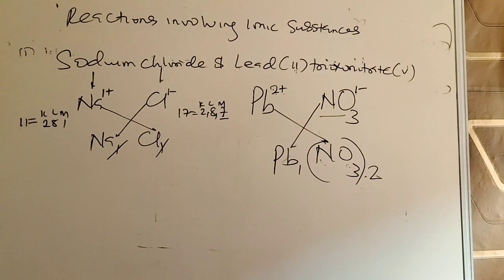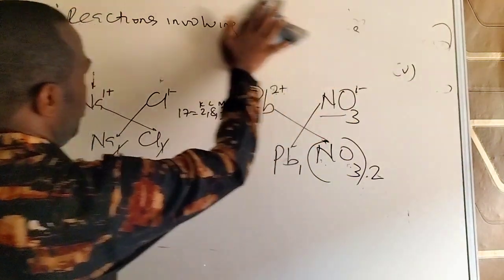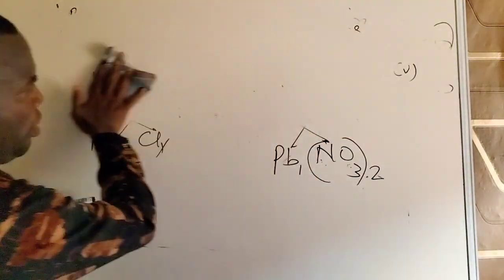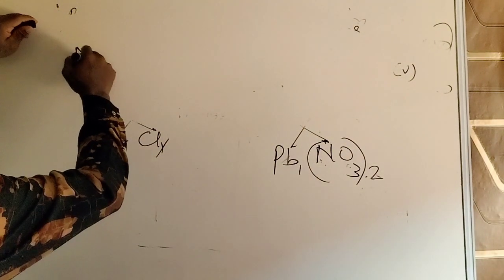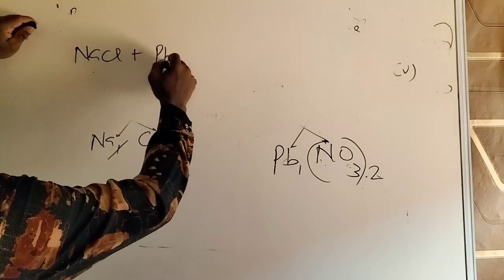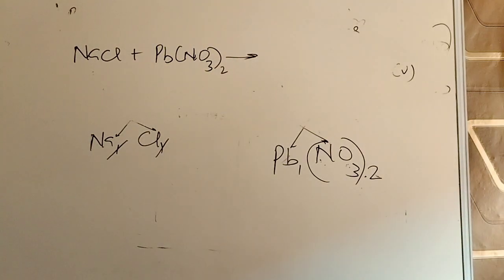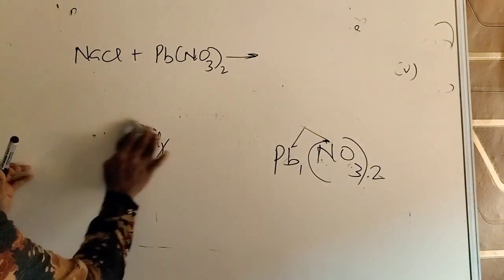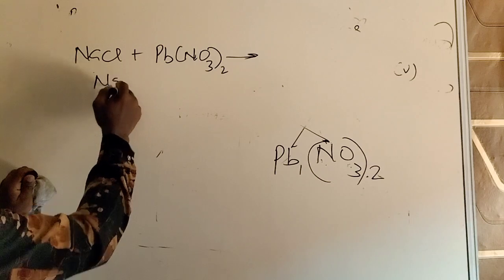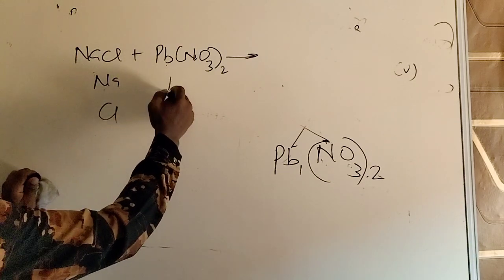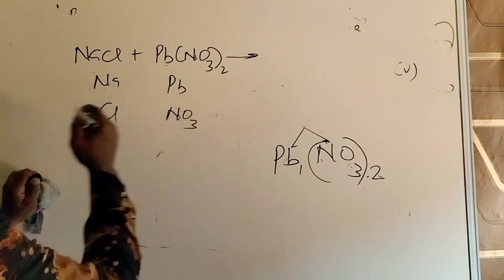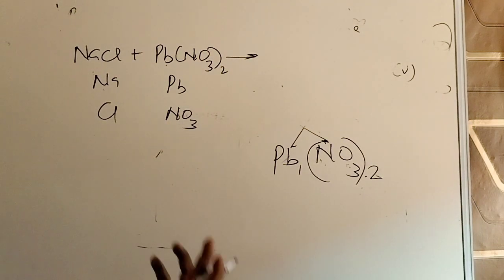So to write the equation now, what then do we do? I'll write the formula of the substances: NaCl plus Pb(NO3)2. Having done that, what then do we do? We now split them into their ions, the way they were before we combined. Separate them: sodium separate from chlorine, lead separated from NO3. The components are separated again as they were before you combined.